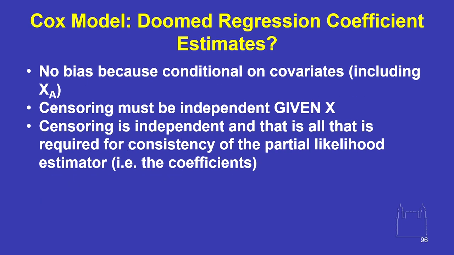So is it all doom and gloom? No, Cox flies in and saves the day. No bias as long as I have that ascites variable in my model, which I now do. Censoring will be independent given ascites. The censoring is independent. That's what you need for consistency of the partial likelihood estimator, for my statisticians, the coefficients for everybody else.